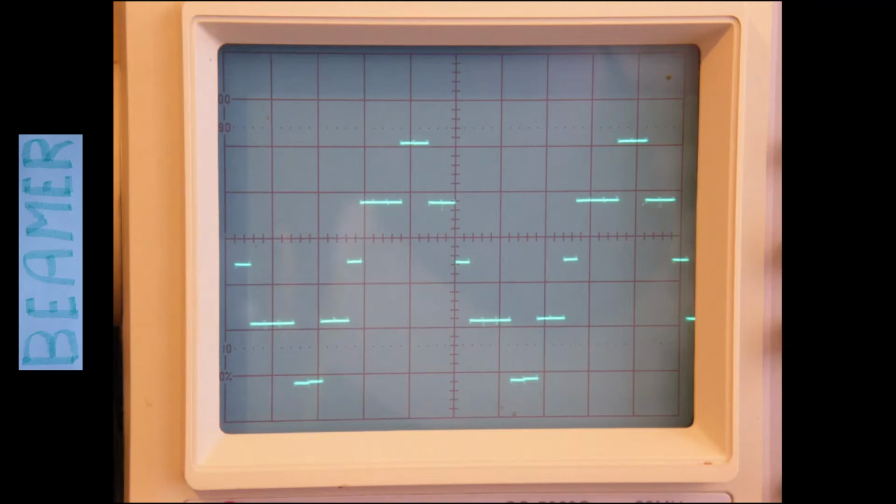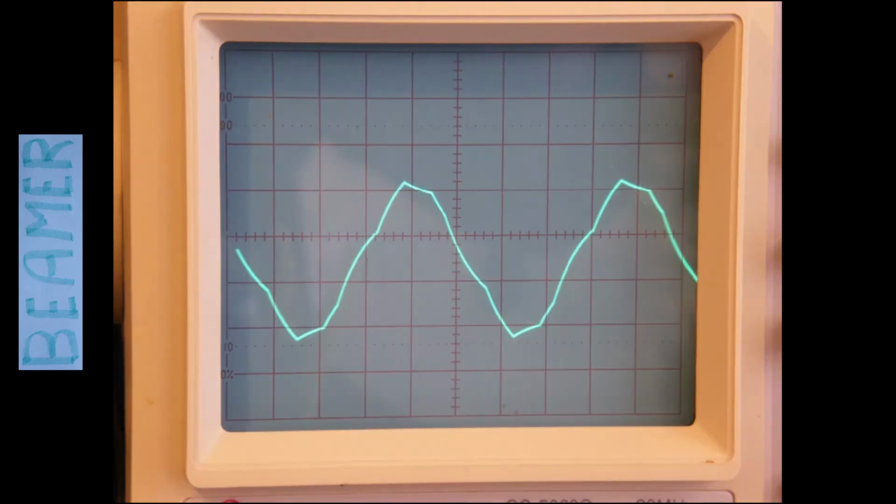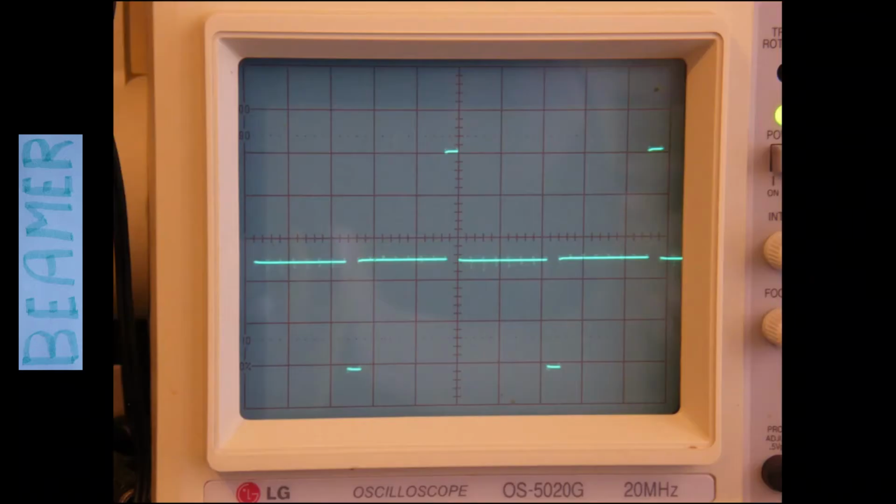And when that's integrated, it looks like this, which is a very rough looking sine wave. But you can see from the previous trace to this trace how a sine wave can be built from those square wave pulses. Move on to the next one.